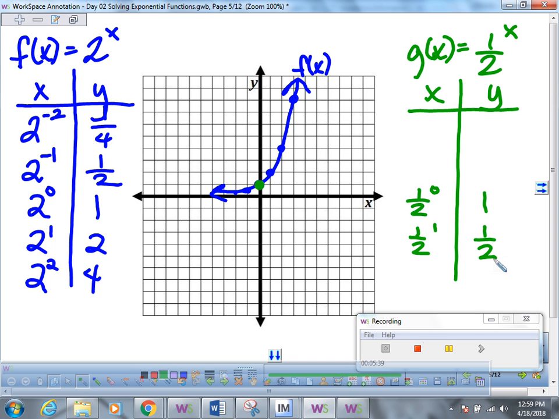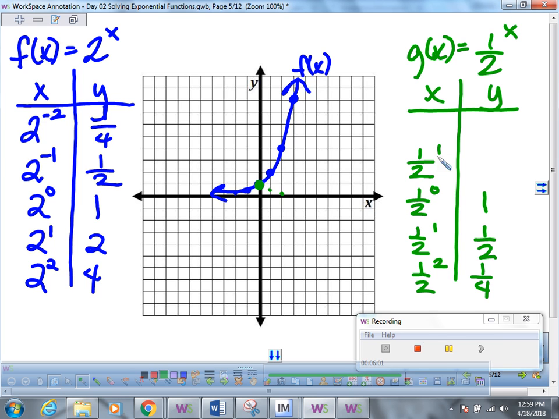If I have 1/2 to the 1, I'm going to have 1/2. So over 1 is a half. 1/2 to the 2 is 1/4. So if I go over 2, I'm going to go up a fourth. Well, isn't that the exact mirror image of this side over here? Yeah. So when I think of 1/2 to the 1, I think of 2 to the 1.